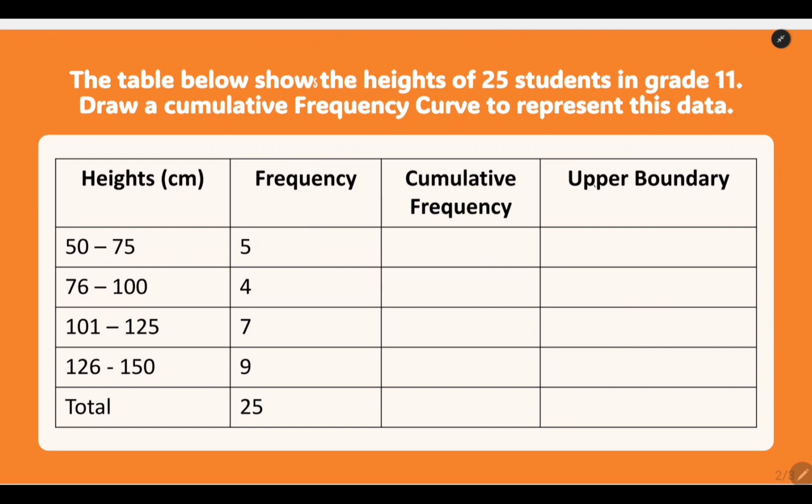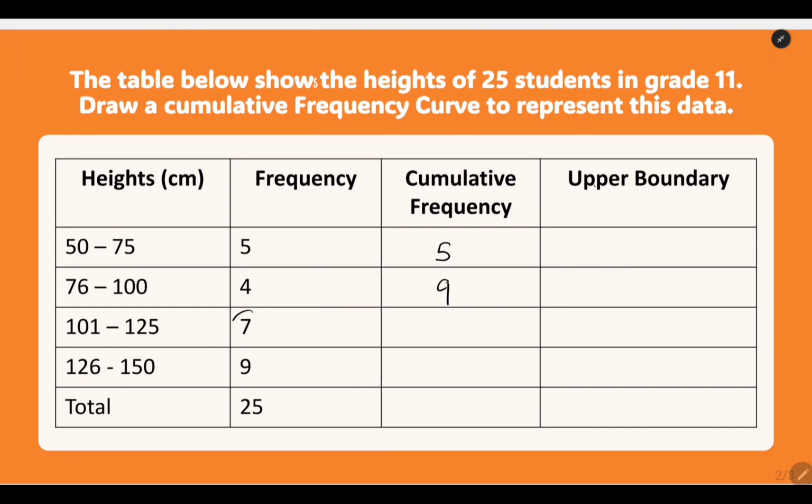So let's go. 50 to 75 has a frequency of 5. When we think about cumulative frequency, we're basically adding on. When something accumulates, you just keep adding on to what is already there. So the first cumulative frequency would be 5. For the second one, the frequency is 4, so we add 4 to the previous one. This would be 5 plus 4, which is 9.